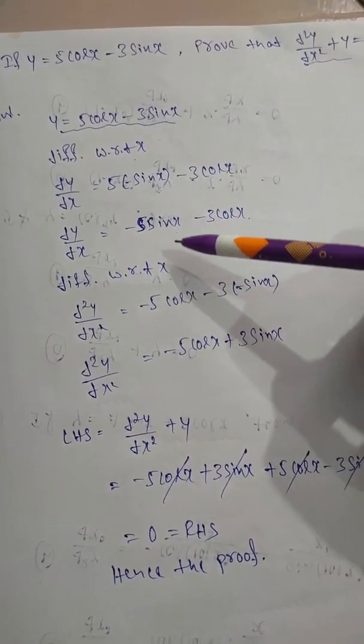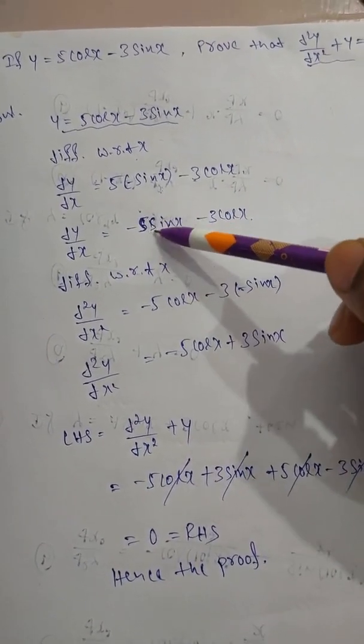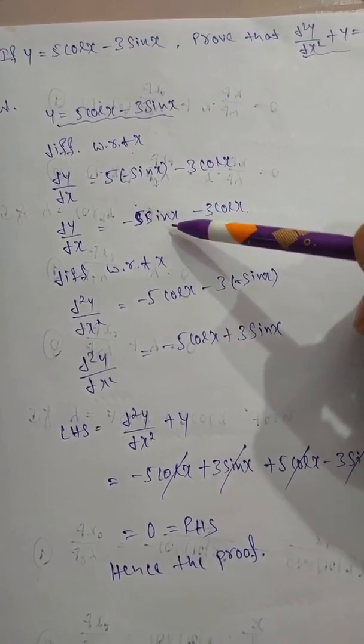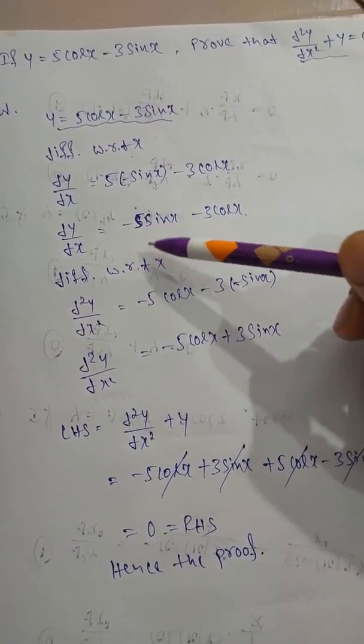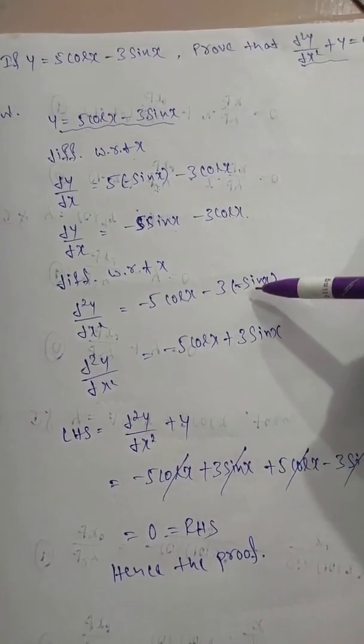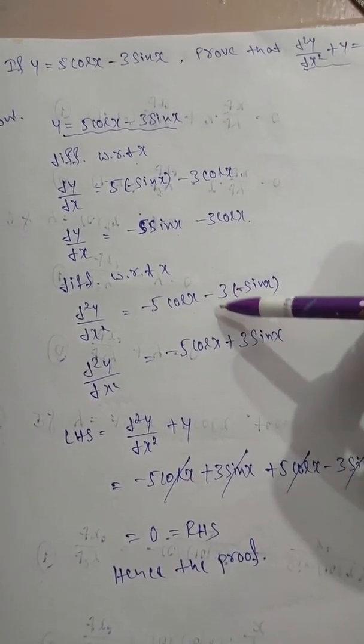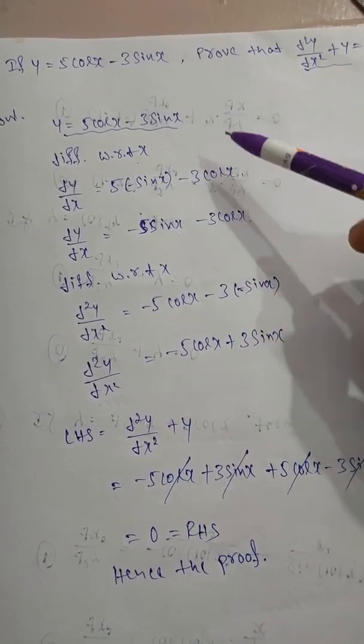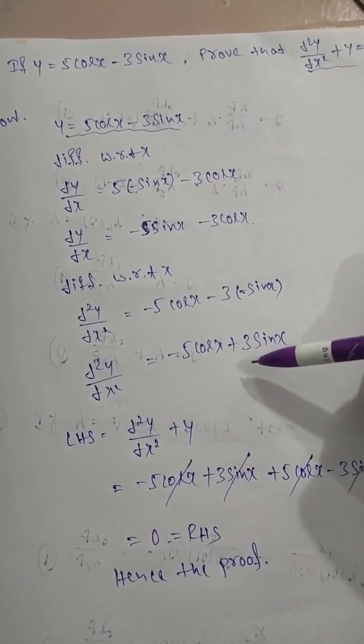Now once again differentiate with respect to x. The constant with the function exists, so take the constant outside and differentiate the function. Here minus 5 is a constant. The differentiation of sin x is cos x. Minus 3 is a constant. The differentiation of cos x is minus sin x. Here the minus will become plus. The differentiation part ends here.